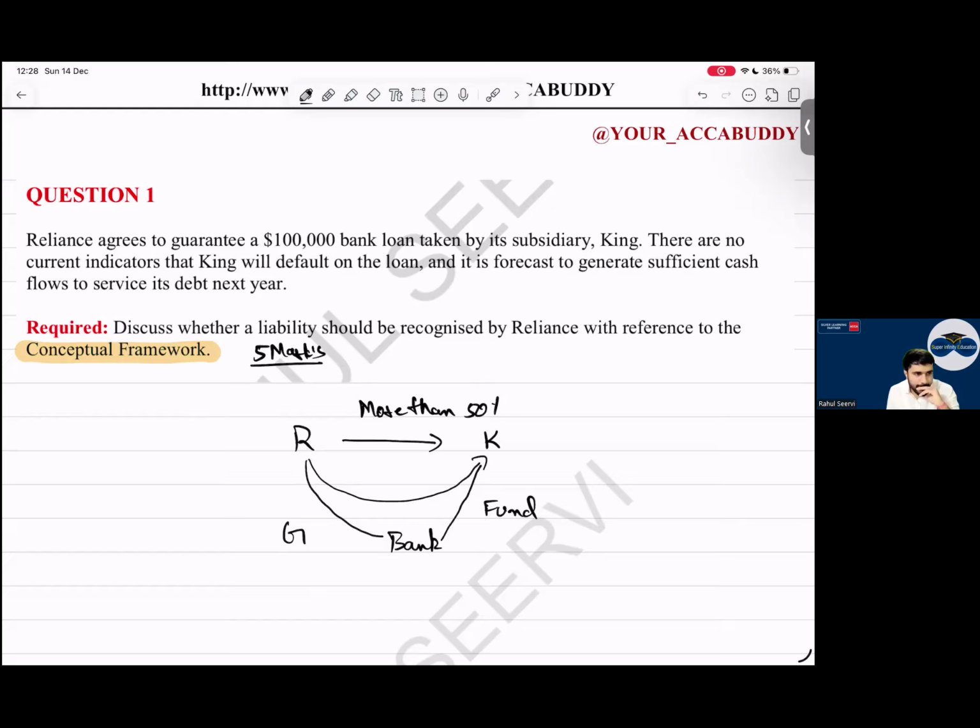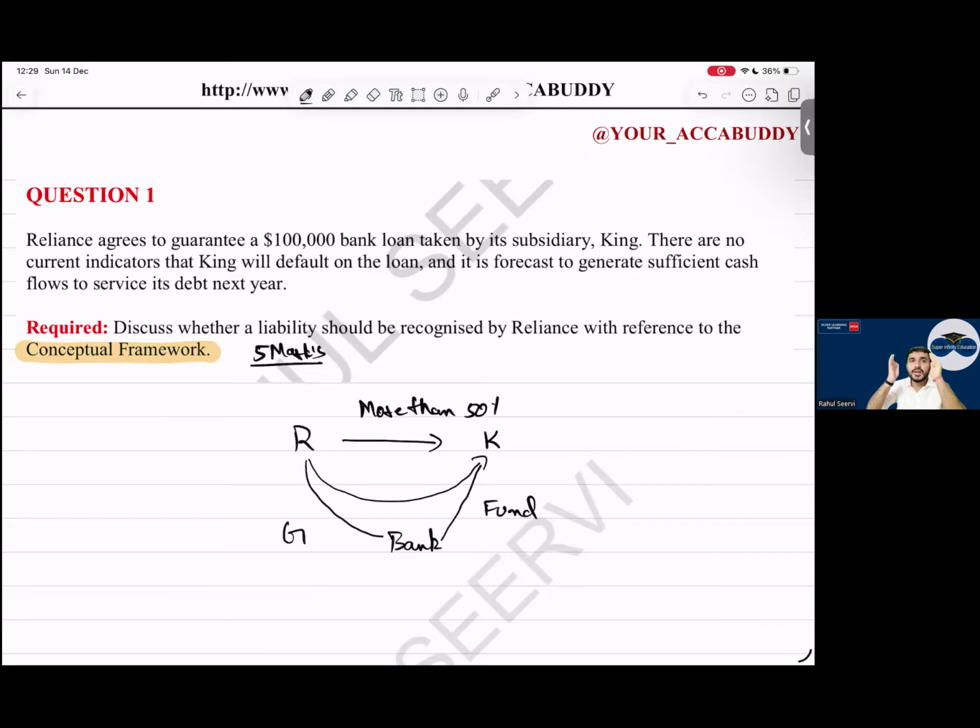Not recognized, sir. We will not recognize. Why? Its probability is low. Yes. Okay, Rahul, what about you? We will recognize. Okay. Because I think there is a potential to pay that 1 lakh. You said there is potential to pay the liability, but to recognize, what are the conditions?